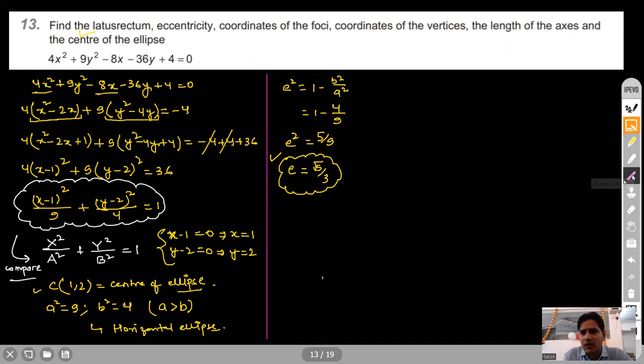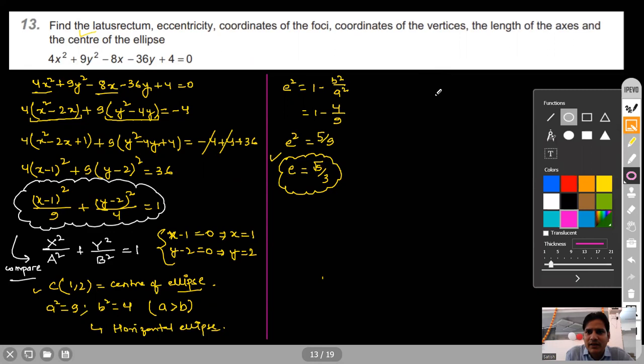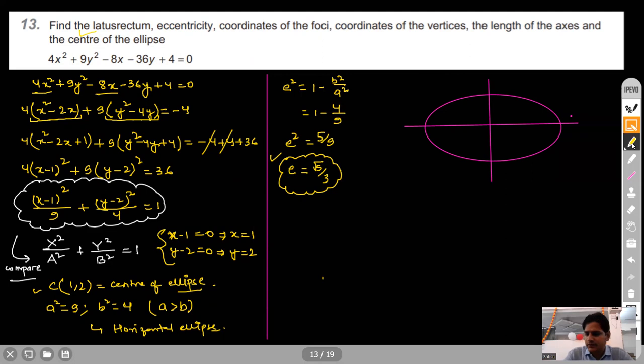So should we draw the ellipse first? Okay. Let me draw that. So this will be our horizontal ellipse, and this will be our axis, right? Where will be our focus? Our one focus will be somewhere here, and our other focus will be somewhere here.